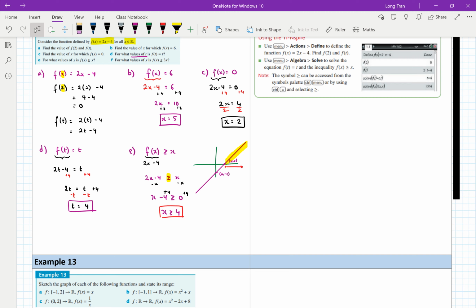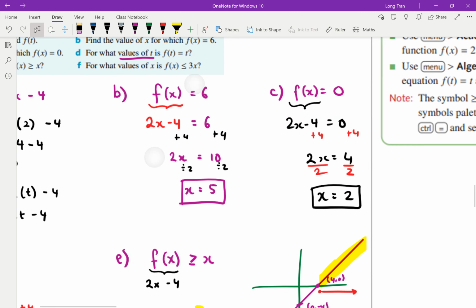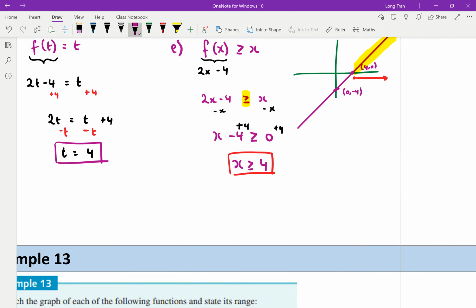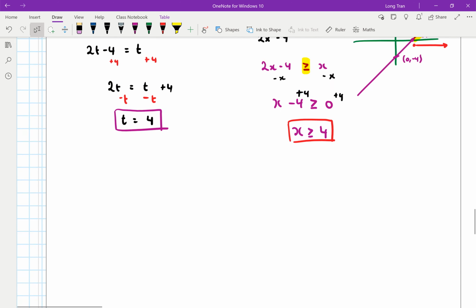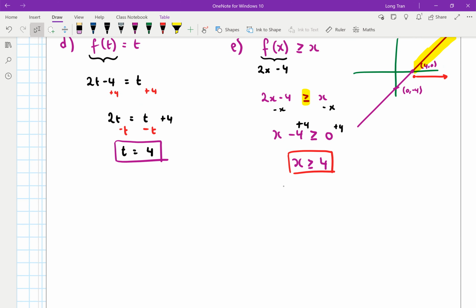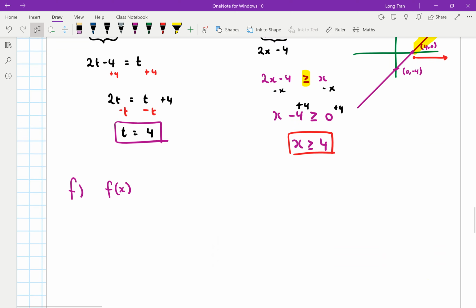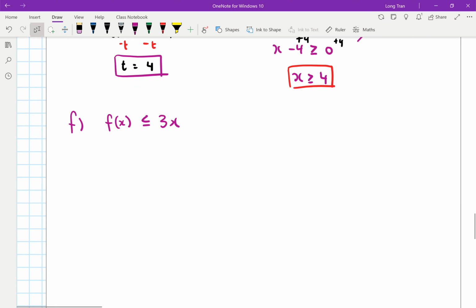And then finally, for what values of x is f of x less than or equal to 3x? So it's the same drill again. I'm just going to give myself a bit more space, so I'm just going to write it down. So f of x, you want it to be, what was it again? Less than or equal to 3x. And same thing, f of x is 2x minus 4, less than or equal to 3x.